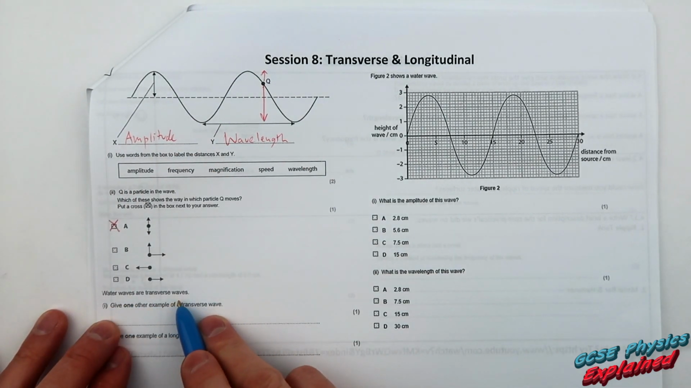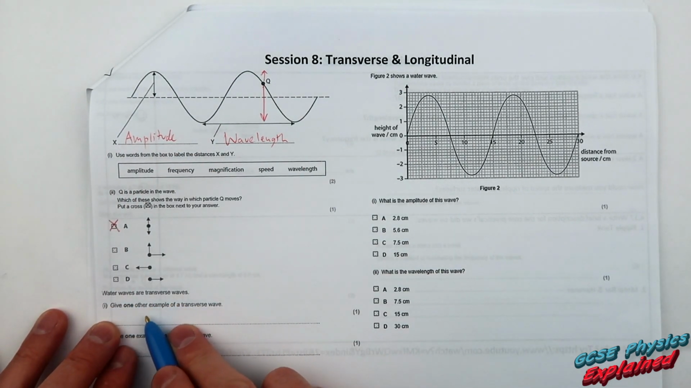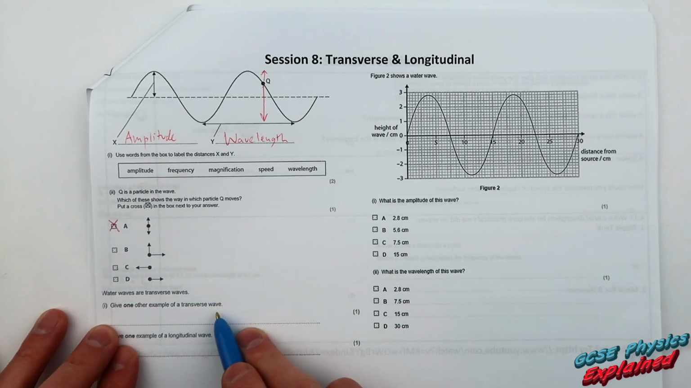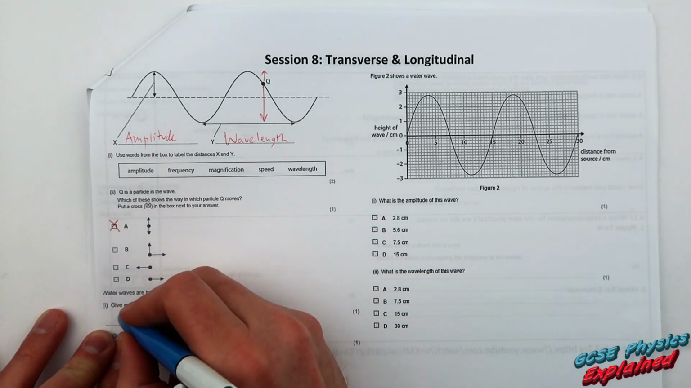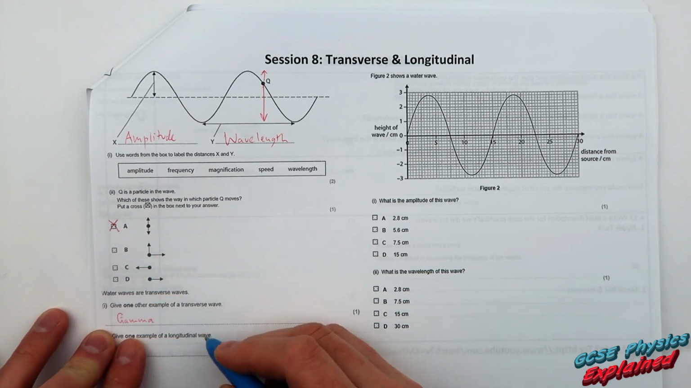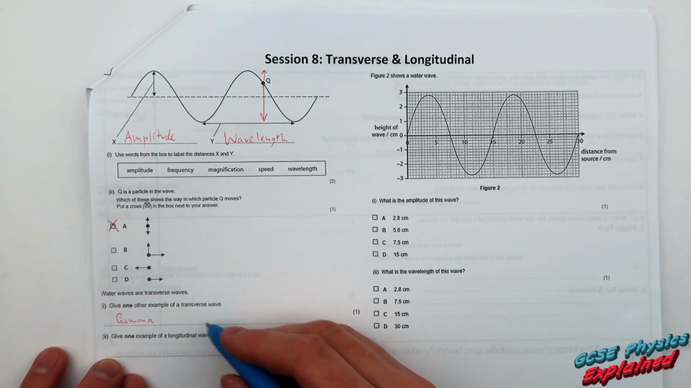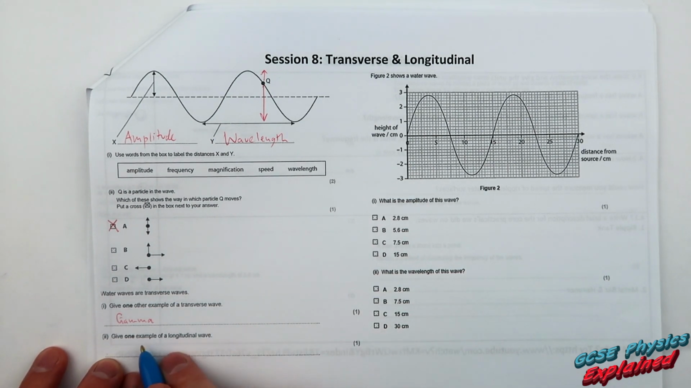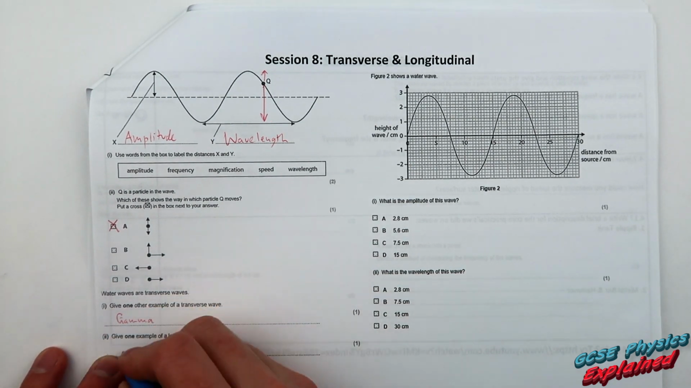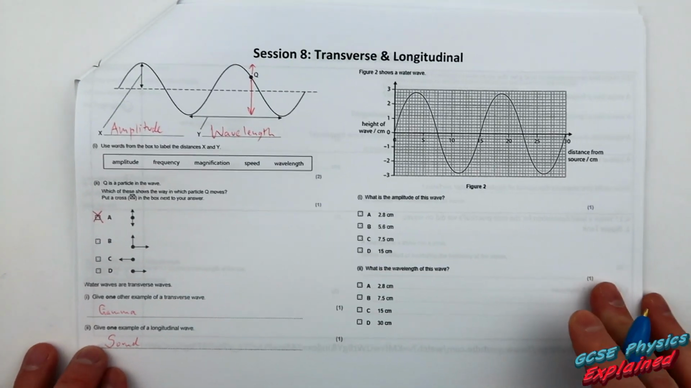Water waves are transverse waves. Give one other example of a transverse wave. Well, I could say gamma, light, X-rays, any of the electromagnetic waves. Give one example of a longitudinal wave. That's the same as before. It's sound, or P waves, or ultrasound.